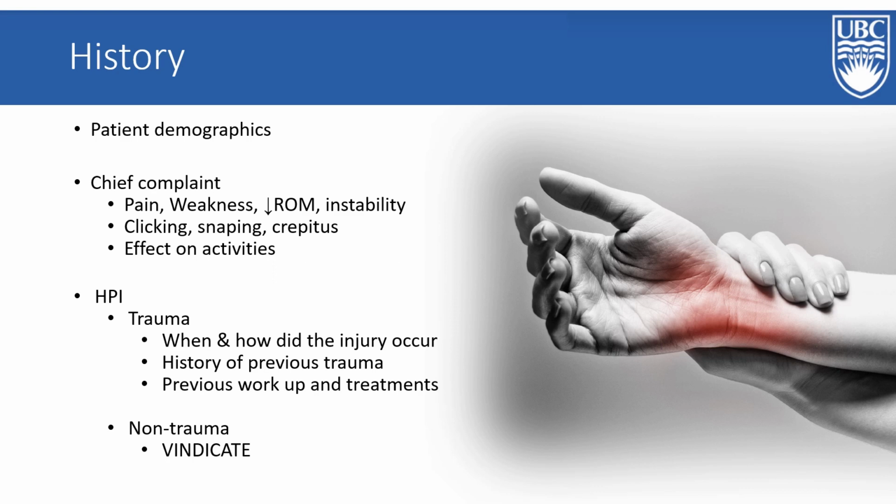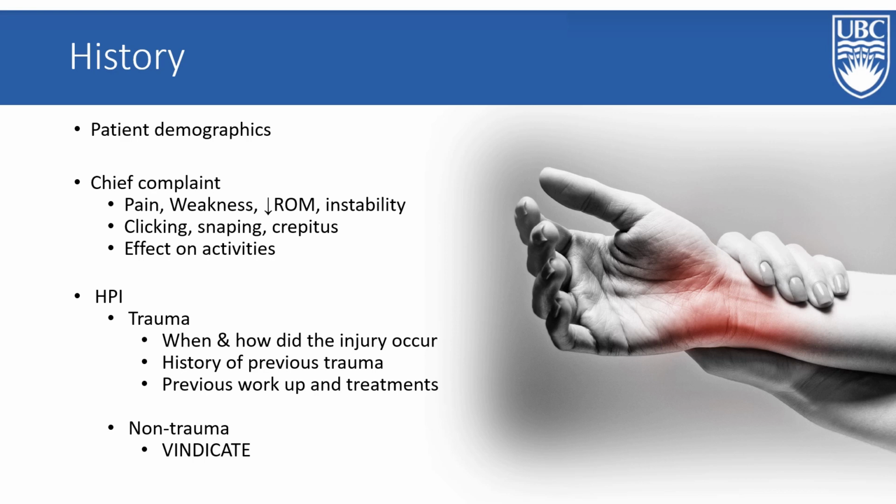If the injury is a result of a trauma, make sure to note when and how the injury happened, noting if this is a workplace injury. You also want to know if the hand and wrist have any prior injuries, and what investigations, treatments, or therapy have already been administered. If the injury is not a result of a trauma, review other etiologies for wrist pathology.